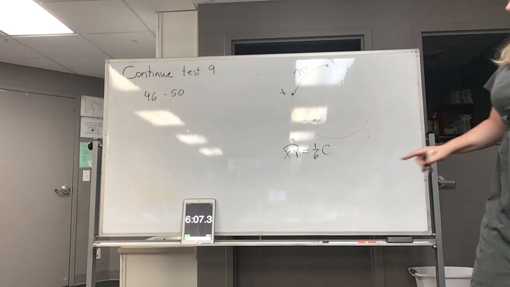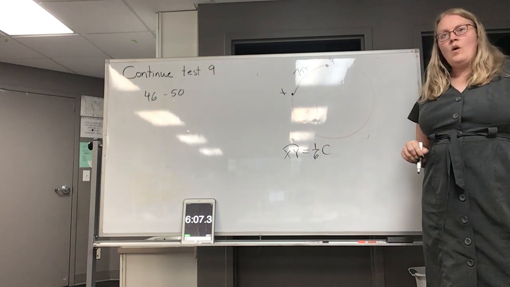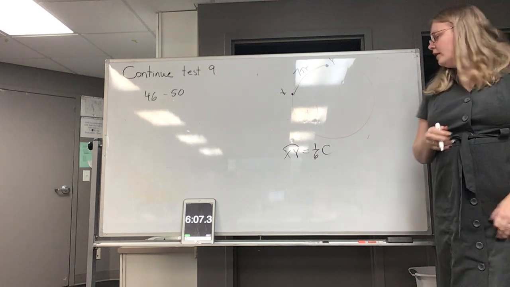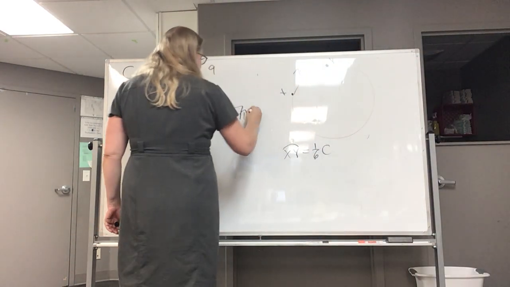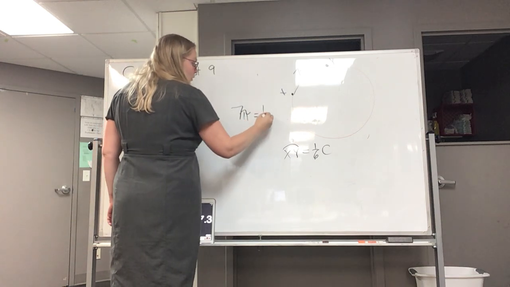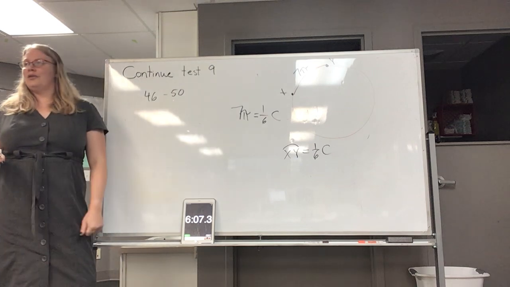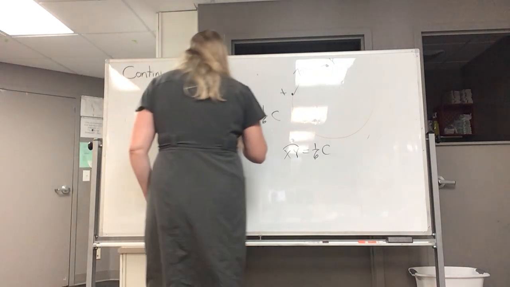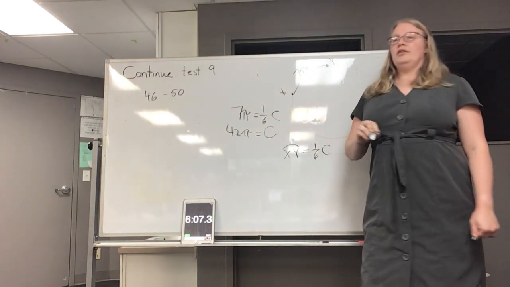So the first idea is we want to find out what the circumference is. How big around is the whole circle? And so if 7 pi is equal to 1/6 of the circumference, how do we get rid of the 1/6? Multiply by 6. And so we have 42 pi equals the circumference.